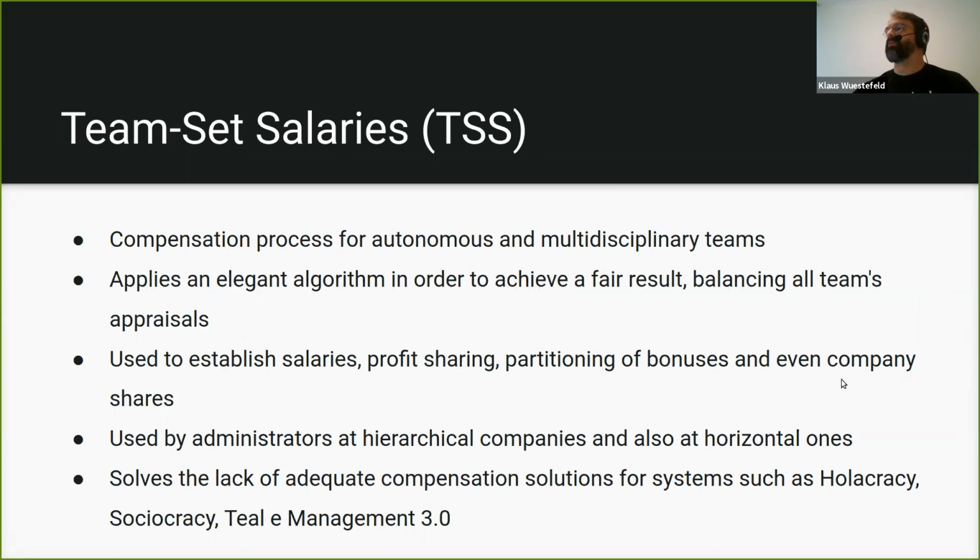One of our clients uses Percival. Maybe some of you know a company called The Ready, whose CEO is Aaron Dignan, the author of Brave New Work. For many rounds, they have issued shares in the company and split them using Percival among people. It's used by administrators in hierarchical, traditional companies as an input for their decisions, and also at horizontal companies where they don't have managers. It solves the lack of adequate compensation solutions for systems such as Holacracy, Sociocracy, Teal, and Management 3.0.